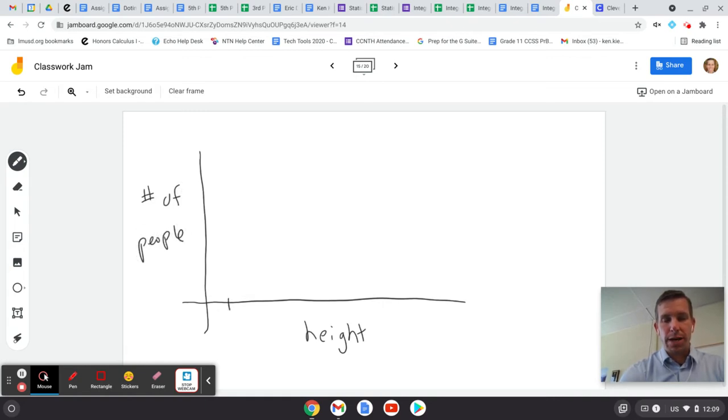So down here, maybe we have 4 feet. Maybe up here we have 7 feet. Nobody's 4 feet probably, and nobody's 7 feet probably. But maybe our data distribution will kind of look like this. And if you guys recall, this is called a normal distribution.